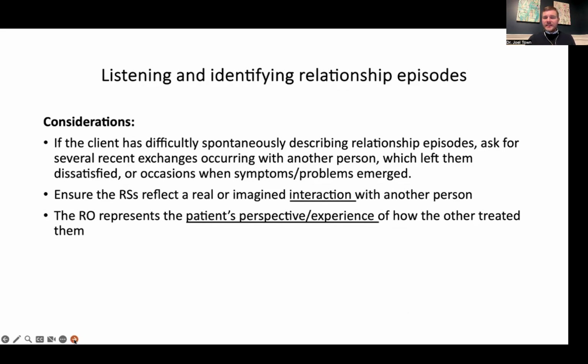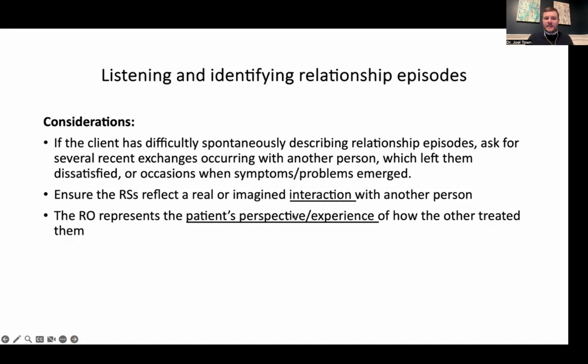So when listening and identifying the relationship examples to do the attachment theme and to ultimately be able to start to work within the triangle of conflict and triangle of person, just some key considerations to have in mind. Some clients find it more difficult than others to spontaneously describe relationship examples. So at which point you can just prompt them towards recent exchanges with people which left them dissatisfied or unhappy. Or it can be eliciting times where the actual symptoms or problems that they have began to emerge and search for a relational context that way.